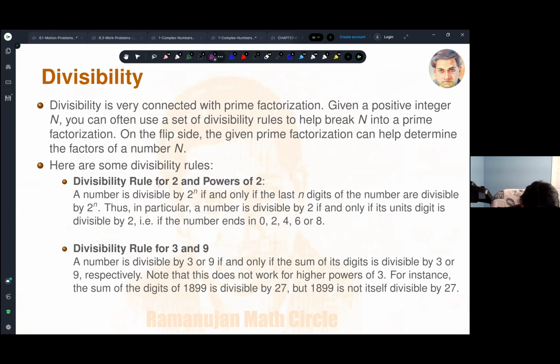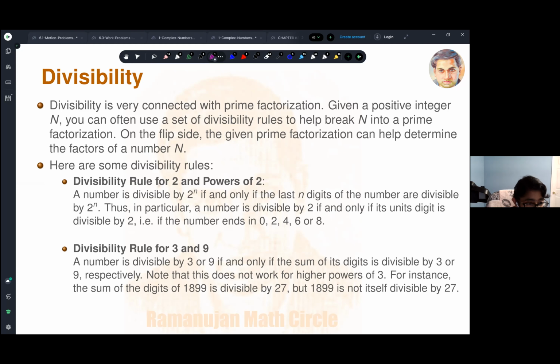Divisibility is really connected with prime factorization. Given a positive integer n, you can normally use divisibility rules to break n down into its prime factorization, because you need to figure out what P1, P2, P3, all the prime factors, are. To do that, you can use divisibility rules and say, if a number n passes the divisibility rule, then one of its prime factors is a set number. On the other hand, given a prime factorization, you can also find the factors of a number n. We'll look into this when we do examples and short exercises. So without further ado, let's get into our divisibility rules.